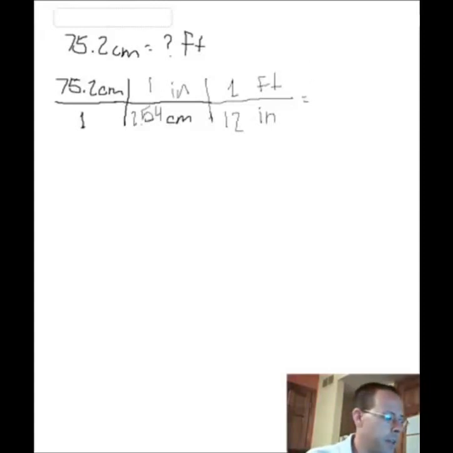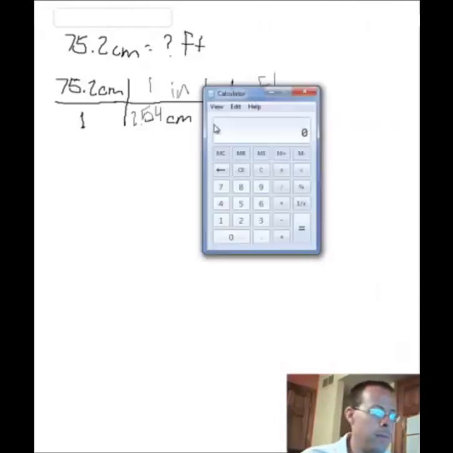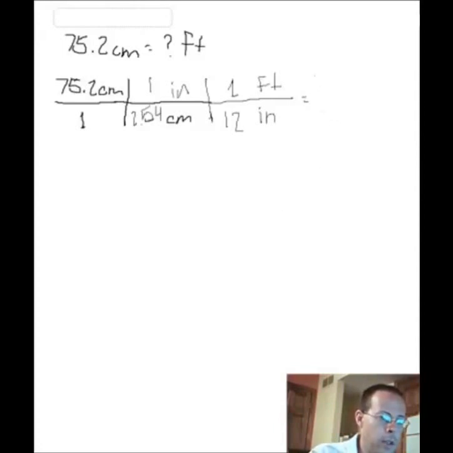So I'm going to put my calculator up again, and clear that out from last time. And across the top, I'm going to have 75.2 times 1 and times 1. And obviously, I'm going to get 75.2 as my answer. And my units are going to be pretty crazy, because they're going to be centimeters times inches times feet. Which is a really, really weird unit, but we're going to take care of that in a second.